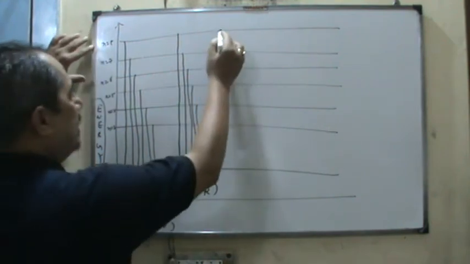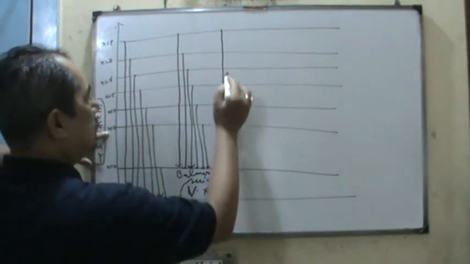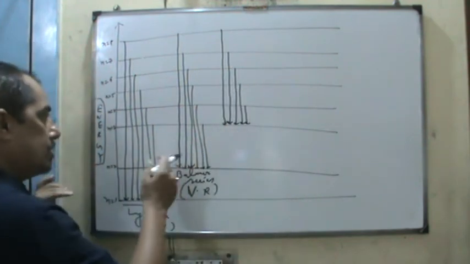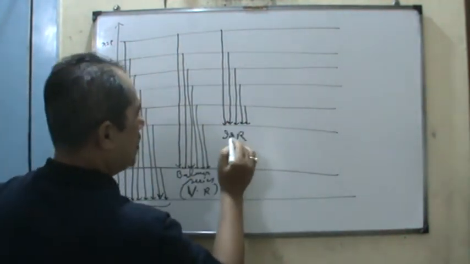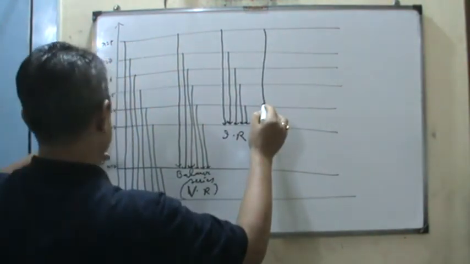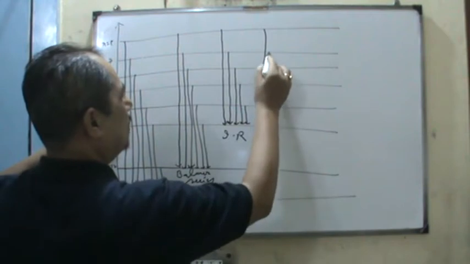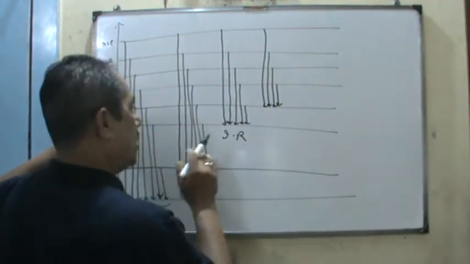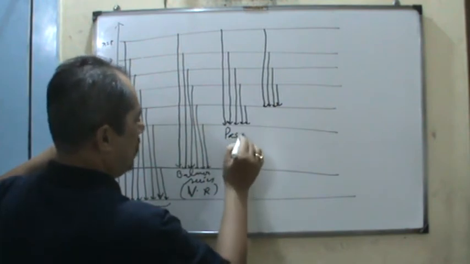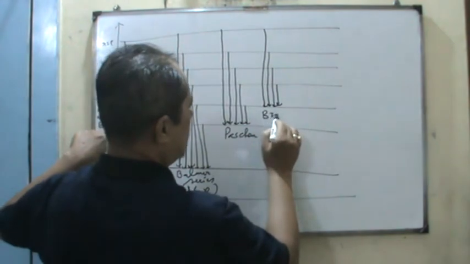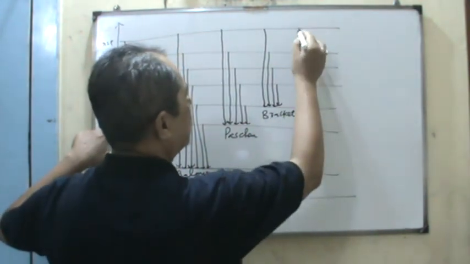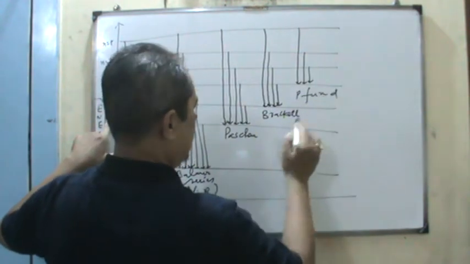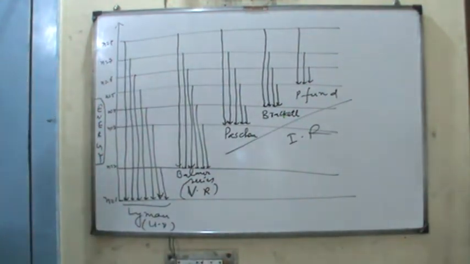Then again, 8 to 3, 7 to 3, 6 to 3, and like this, the number of lines reduces gradually. This is the infrared region. Then again, 8 to 4, 7 to 4, and so on. This is known as the Paschen series. Then comes Brackett, then the Pfund series, and next the Humphreys series. These are located in the infrared region.